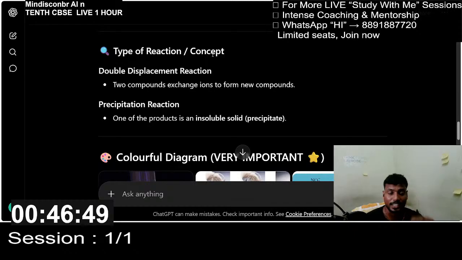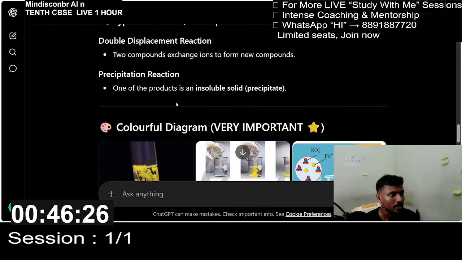precipitation reaction, as we said earlier, in which a precipitate is formed. Yes, lead iodide is formed, that is PbI2 in solid state. It is yellow in color, that is a precipitate, hence it is an example of precipitation reaction. Then it is also an example of double displacement reaction. When two compounds exchange ions to form new compounds, it is called a double displacement reaction.